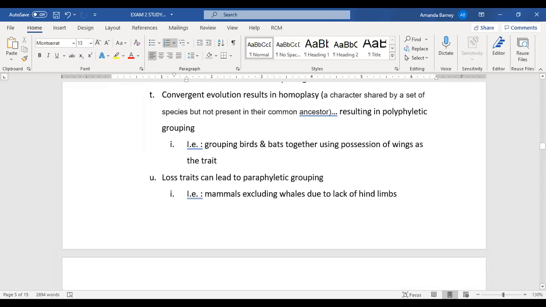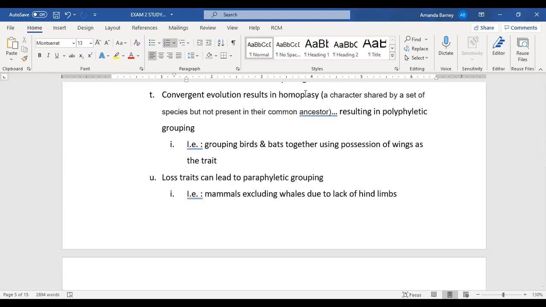The convergent evolution, and I threw the definition of homoplasia in here because it's a good thing to know. Homoplasia is a character shared by a set of species, but not present in the common ancestor. So that is when you have convergent evolution. You've got bats evolving wings over here from this ancestor, and birds evolving wings over here from this ancestor. They're evolving convergently, but they don't share a direct common ancestor. I'm sure somewhere along the phylogenetic tree they would, but they don't share a direct common ancestor.